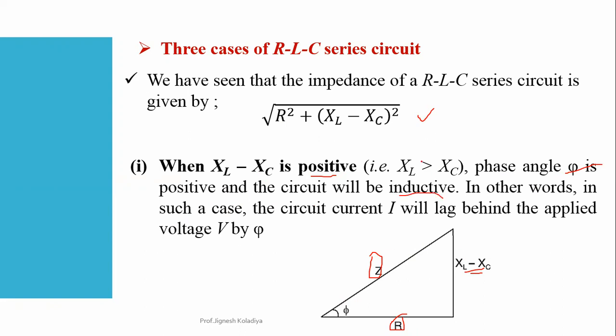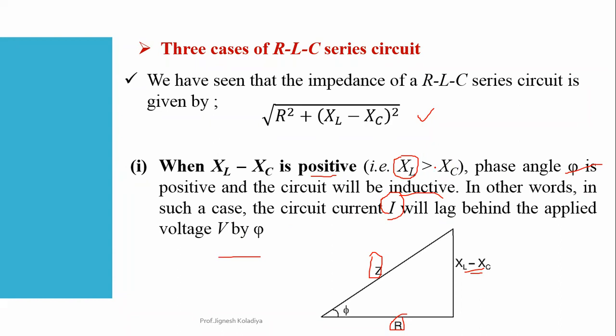The circuit will be inductive because effective XL is higher. In other words, in such a case, obviously the inductive part is more. That means current is going to lag behind the applied voltage.